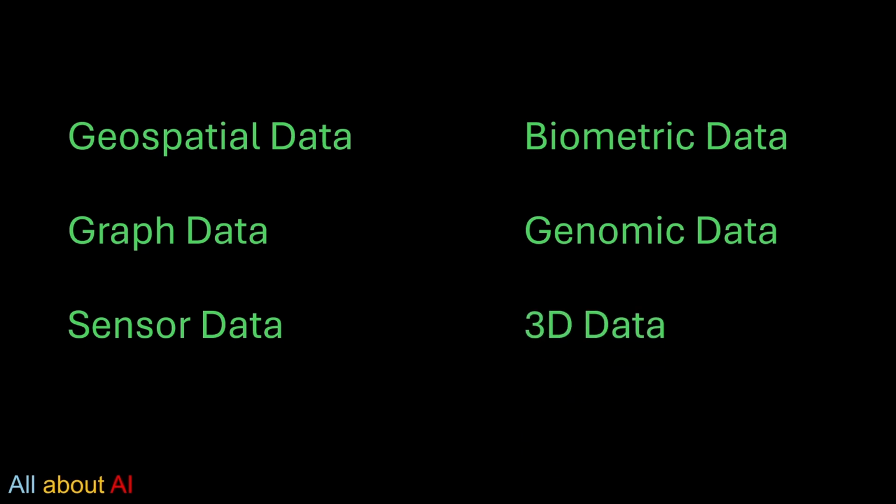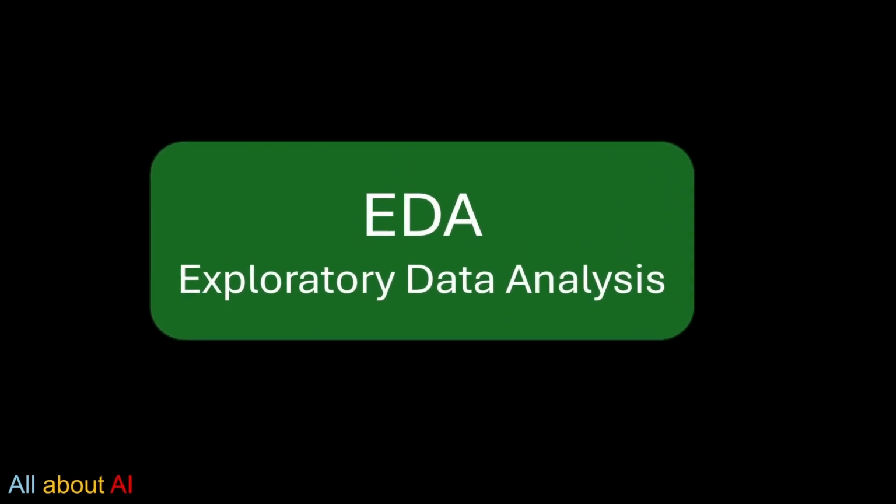Then 3D data. So as you can see, there are many different types of data, and the processing for all these is different, and some of them require sophisticated processing to convert them to the data that the algorithm would like to have. Now, we are familiar with all these data types. The next important thing that we should know about is exploratory data analysis.